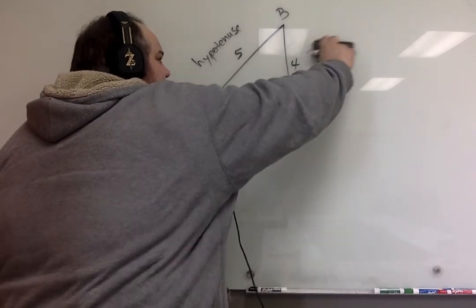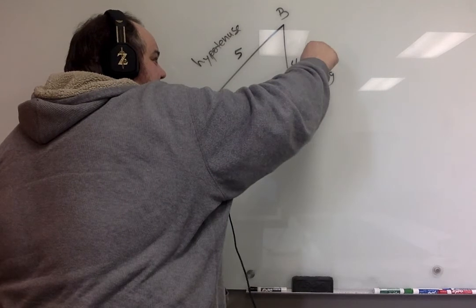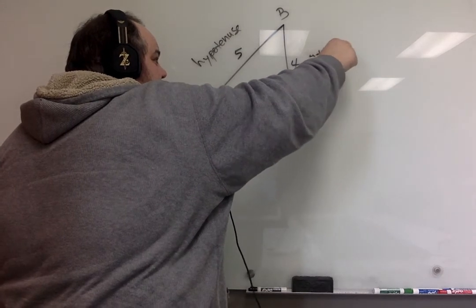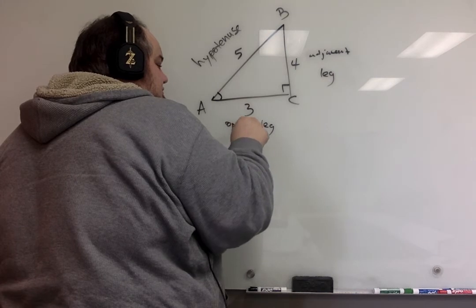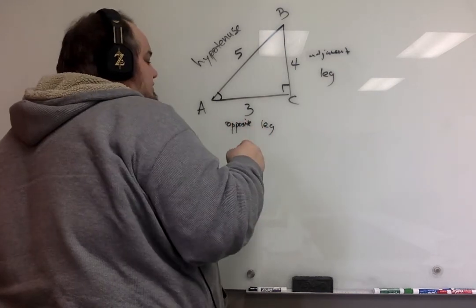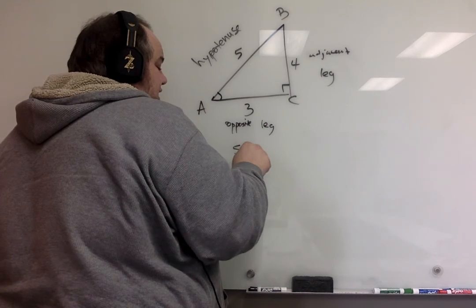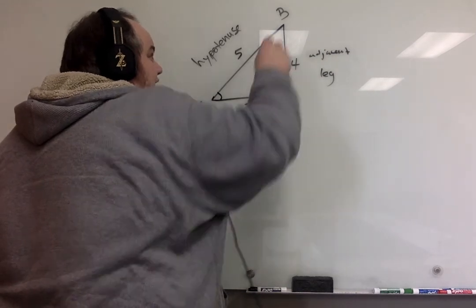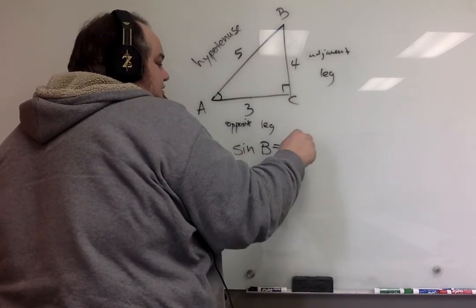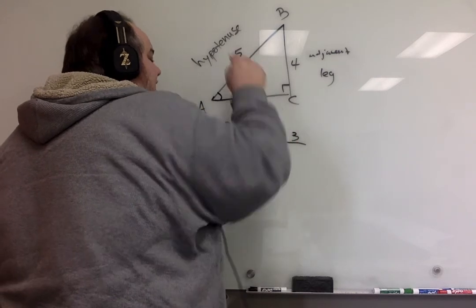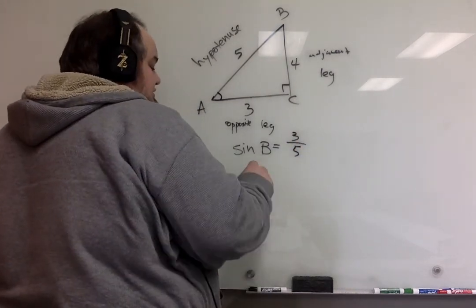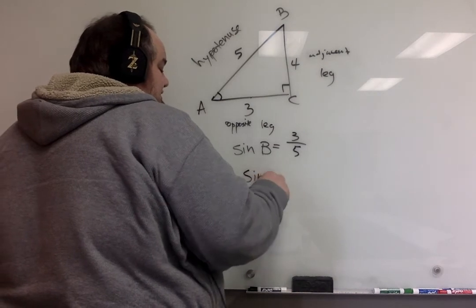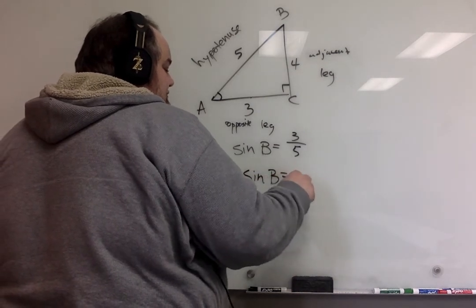All right, let's talk about sine of angle B. So if we're talking about angle B, then this is the adjacent leg, and this is the opposite leg. So sine of angle B then, in this triangle, is going to be 3, the opposite leg, over 5, the hypotenuse. Notice the hypotenuse doesn't change. So sine of angle B, if we write it as a decimal, is going to be 0.6.